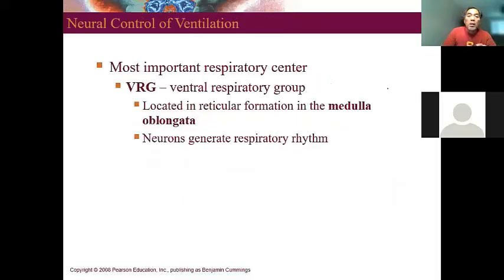Now, the area where the control of the respiratory system is actually coming out is the medulla oblongata. That is where breathing is maintained. If you notice, when you sleep, you don't have to think about it. Your body actually goes into its reflex mode.